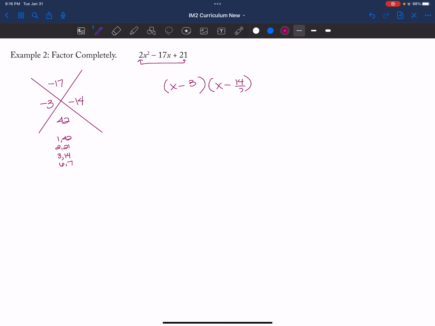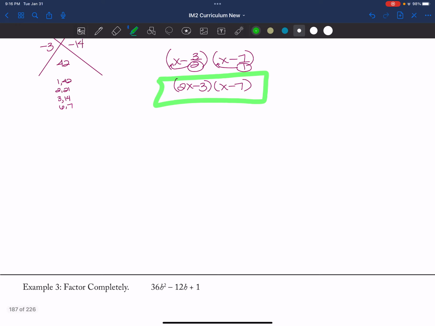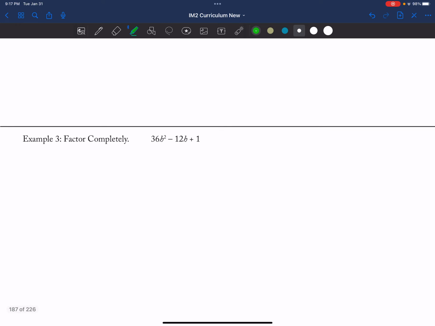And I'm dividing them by my A term, which in this case is 2. And then I'm reducing. And X minus 7. And then I'm bringing, this is over 1, so I'm bringing what's in the bottom to the top, what's in the bottom to the top. So that gives me 2X minus 3 and an X minus 7. Okay? All right.